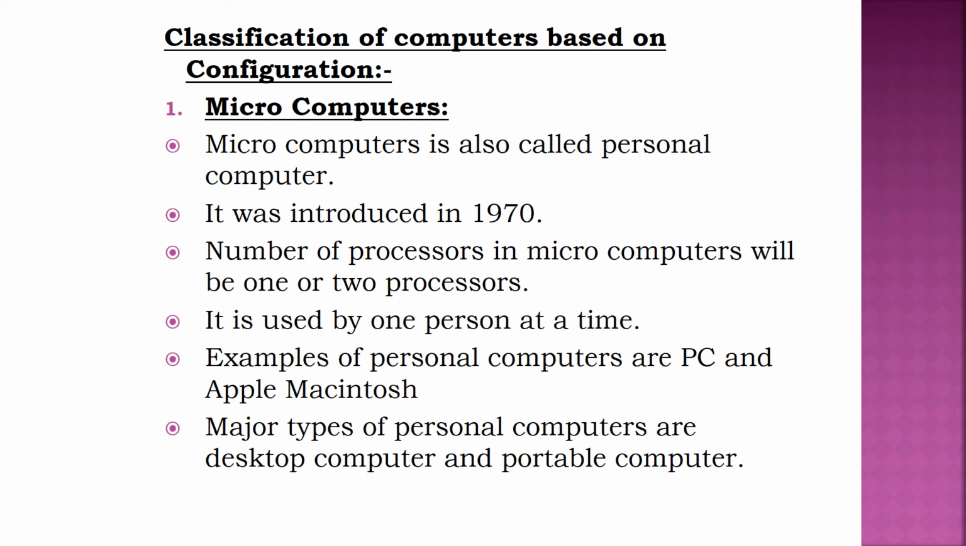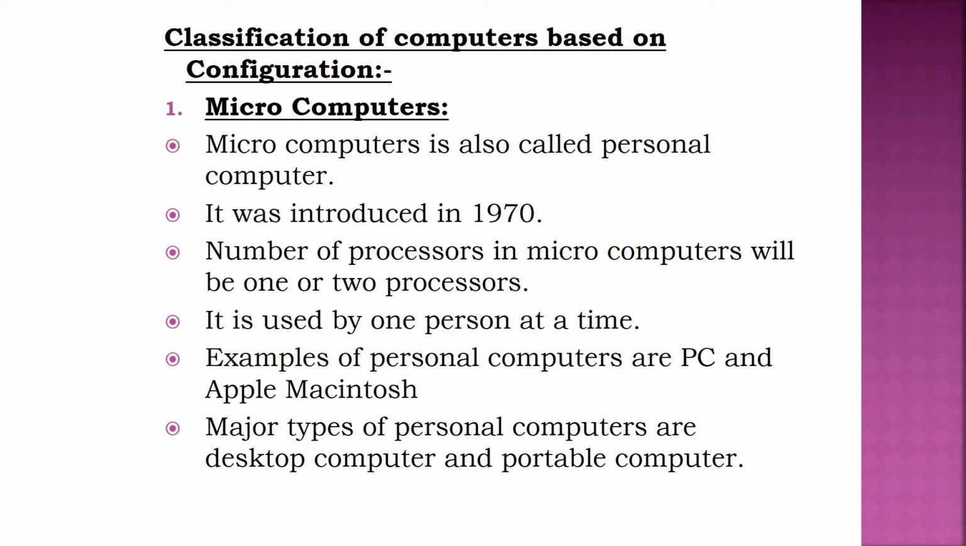It was introduced in the year 1970. The number of processors in a microcomputer will be one or two. It is used by one person at a time. An example is a personal computer, which we call a PC. The major types of personal computers are desktop computers as well as portable computers. Portable computers are nothing but laptops. Again, the major key point of microcomputers: a microcomputer is called a personal computer, which was introduced in the year 1970.